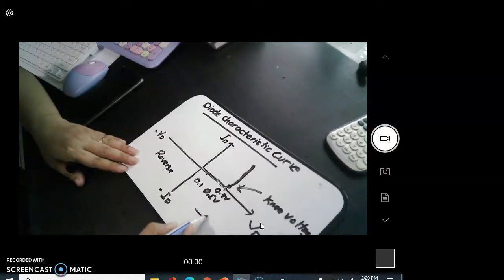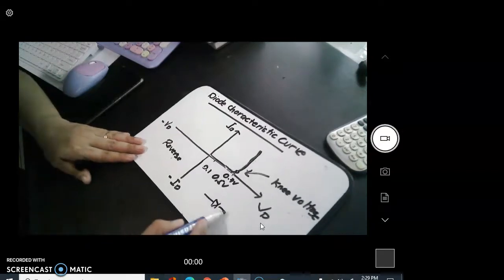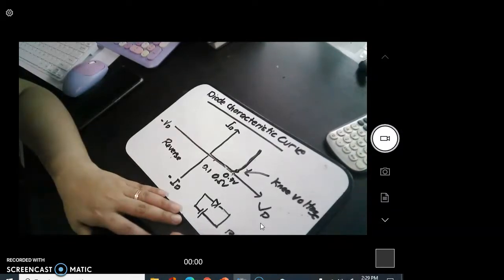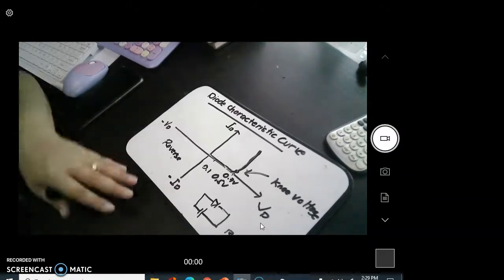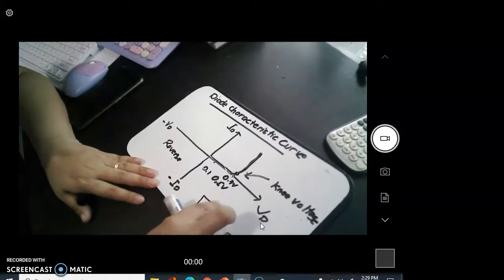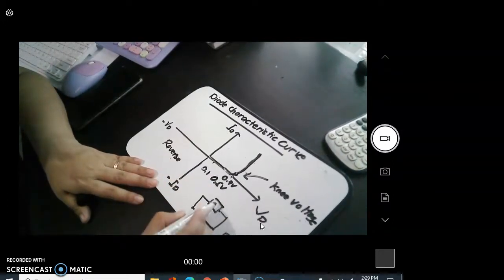Say, for instance, this is my diode. Reverse bias simply means I am connecting the negative terminal to the positive terminal of the diode, and the positive terminal to the negative terminal of the diode. So this is an example of reverse bias. From our previous discussion, reverse bias creates a depletion layer. The depletion layer provides a harder time for the majority carriers to move across the junction.